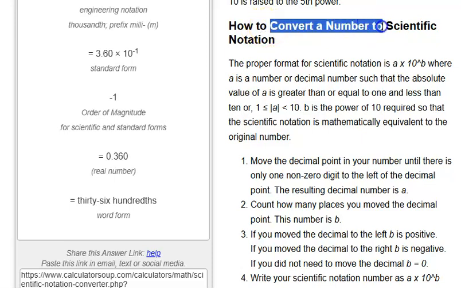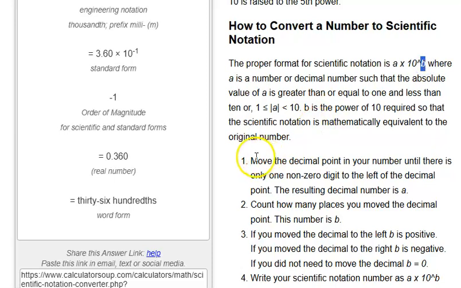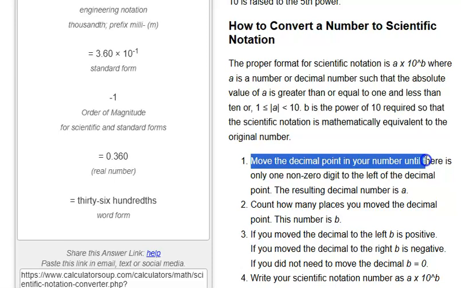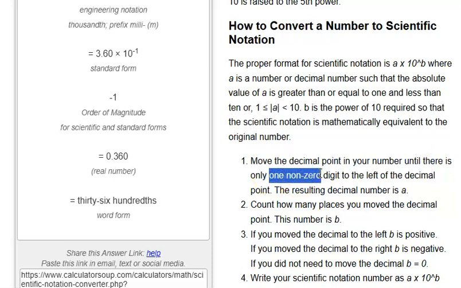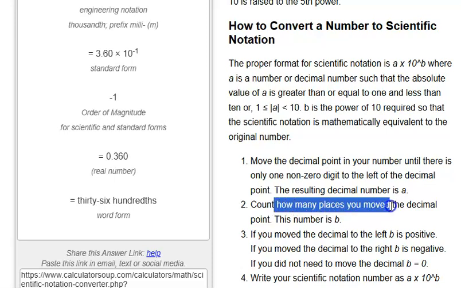To convert to scientific notation, the format is A, which is the number, to 1 decimal, times 10 raised to a power, and the power will tell you the movement of the decimal place, right or left. Move the decimal in your number until there is only 1 non-zero digit. So let's look at the 0.36, which became 3.6. The 3 is the only non-zero digit on the left of the decimal. Then you count how many places you had to move the decimal, and that becomes B.